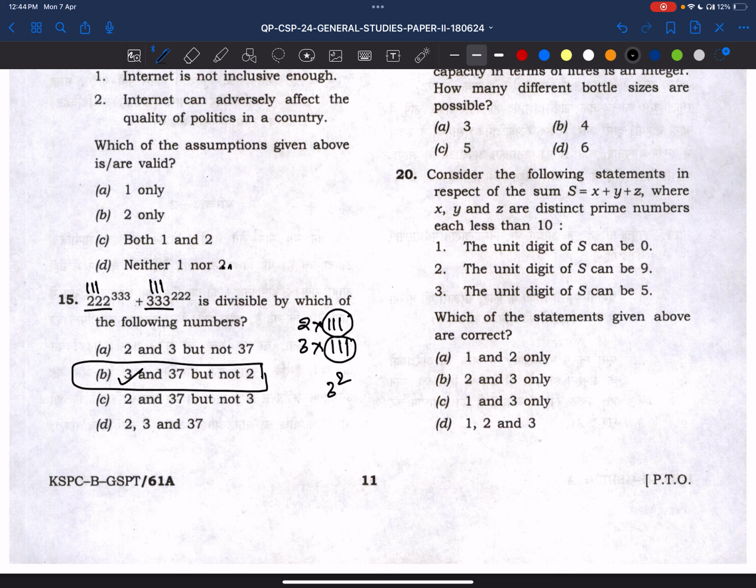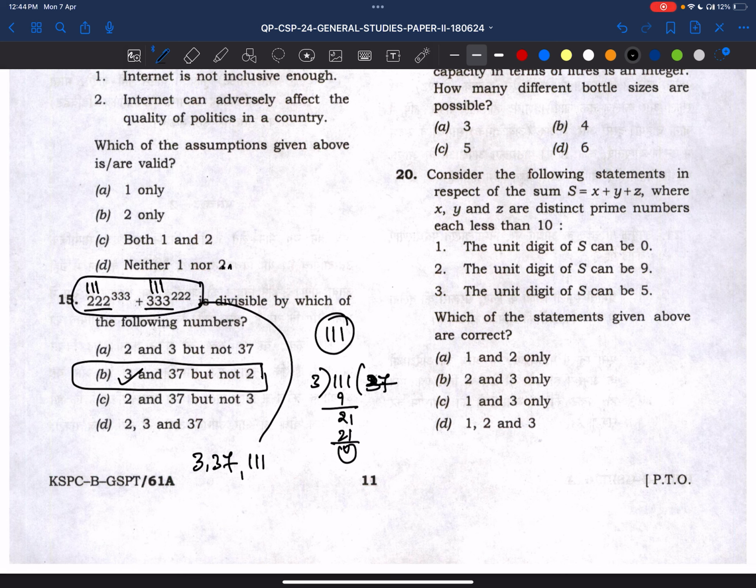That means see here, 3 square is 9, and 9 is a multiple of 3. 9 cube, 9 power 4 is also a multiple of 3, right? So this entire value is also a multiple of triple 1. See, triple 1 is what? 1 plus 1 plus 1, that is 3. If we divide triple 1 by 3, we get 37. So this entire number is divisible by 3, 37 and triple 1, but not 2.